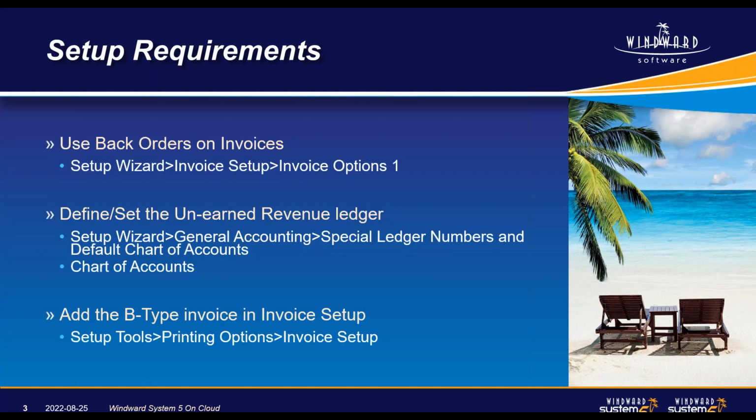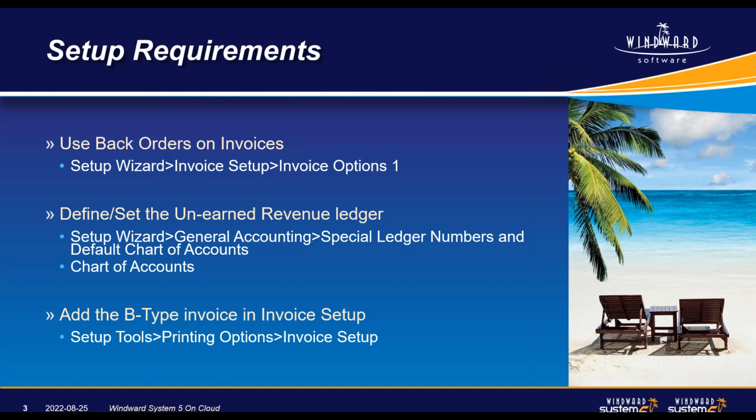For the setup requirements, first is use back orders on invoices, which can be found in your setup wizard. Just follow the path: setup wizard, invoice setup, invoice options 1. Check this option to allow an ordered quantity to be different than the shipped quantity on any invoice type. While this option is unchecked, you will not see the ordered column on the items tab of the point of sale screen, and you will also not be able to place special orders for stock. The B-type invoice requires that this option is checked in order to function.